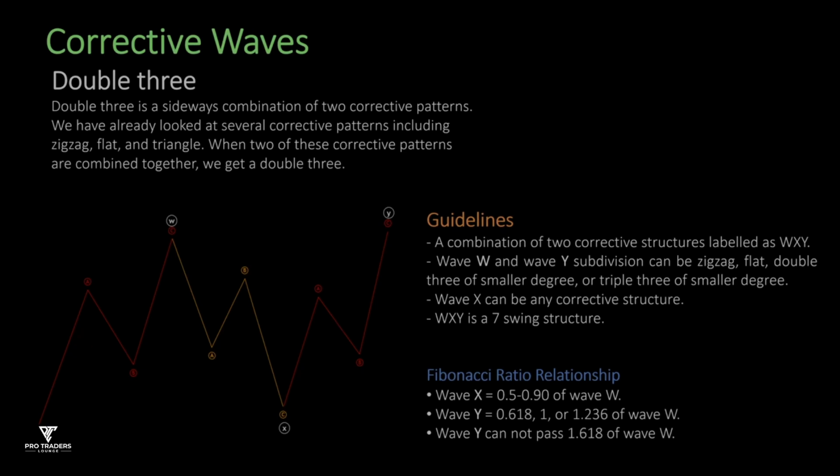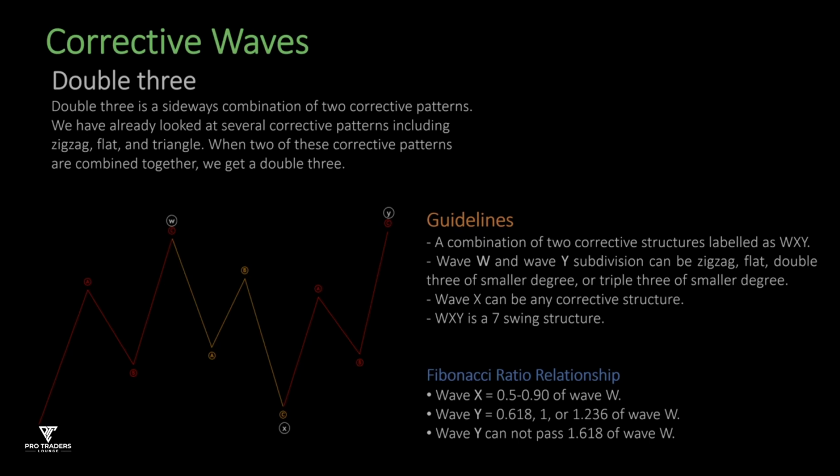So a combination of 2 corrective structures labeled as WXY. Wave W and wave Y subdivisions can be zigzag, flat, double tree of smaller degree, or triple tree of smaller degree. And wave X can be any corrective structure. WXY is a 7 swing structure.